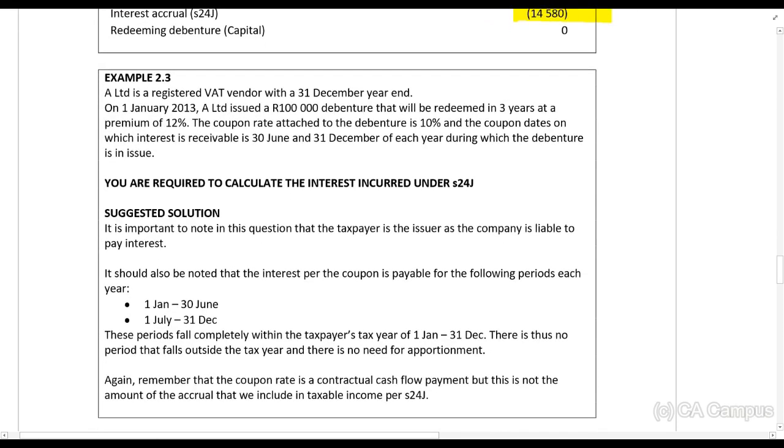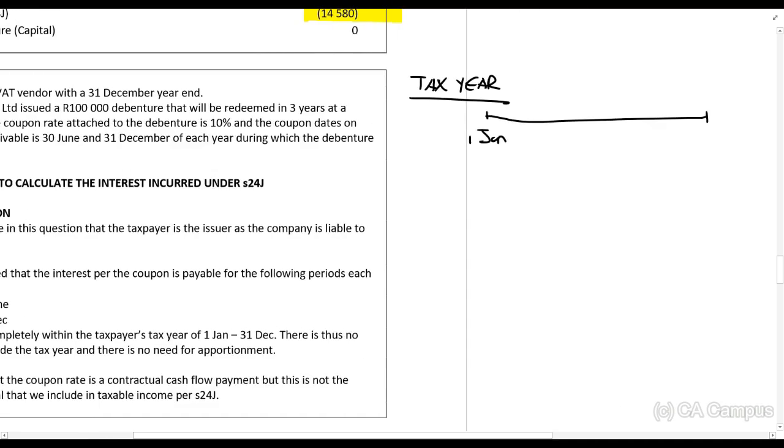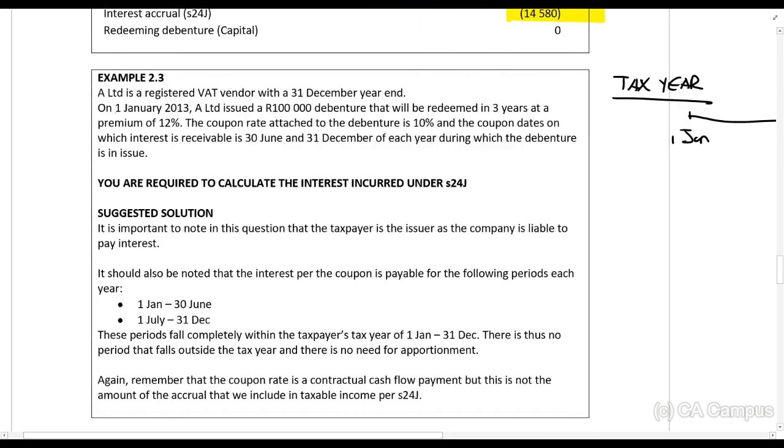All right, next one, 2.3. A Limited is a registered VAT vendor with a 31 December year end. Right, so a tax year runs from the 1st of Jan to the 31st of December. On the 1st of January, A Limited issued 100,000 rands debenture that will be redeemed in 3 years at a premium of 12%. Okay, so we charge more. The coupon rate is 10%, and now important, guys, is the payment happens on 30 June and 31 December of each year.